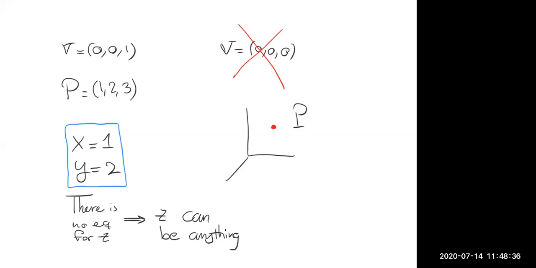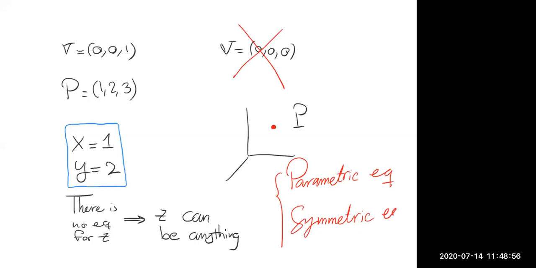Okay, so that would be our definition of lines. We have 2 types, therefore remember there's the parametric equation, and then there is the symmetric equation. Okay, any question about lines and their equations?